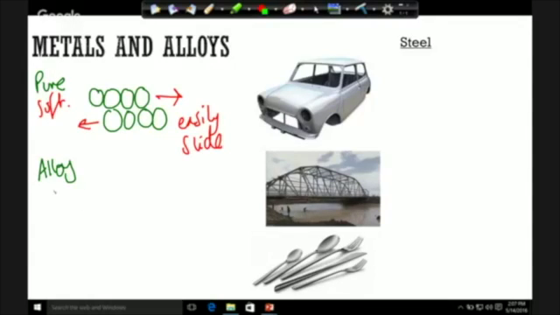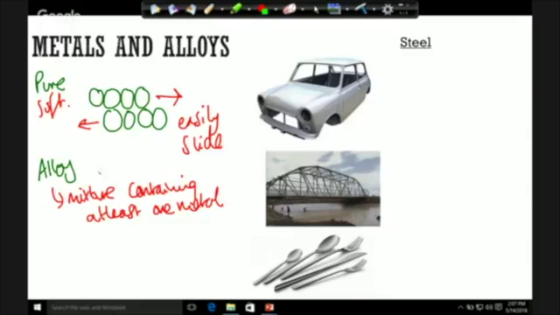On the other hand, an alloy is a mixture containing at least one metal. Now that might be a mixture of metals, or it might be a mixture of a metal and a non-metal. For example, steel, which we'll talk about in a minute, is a mixture of iron, a metal, and carbon, a non-metal.